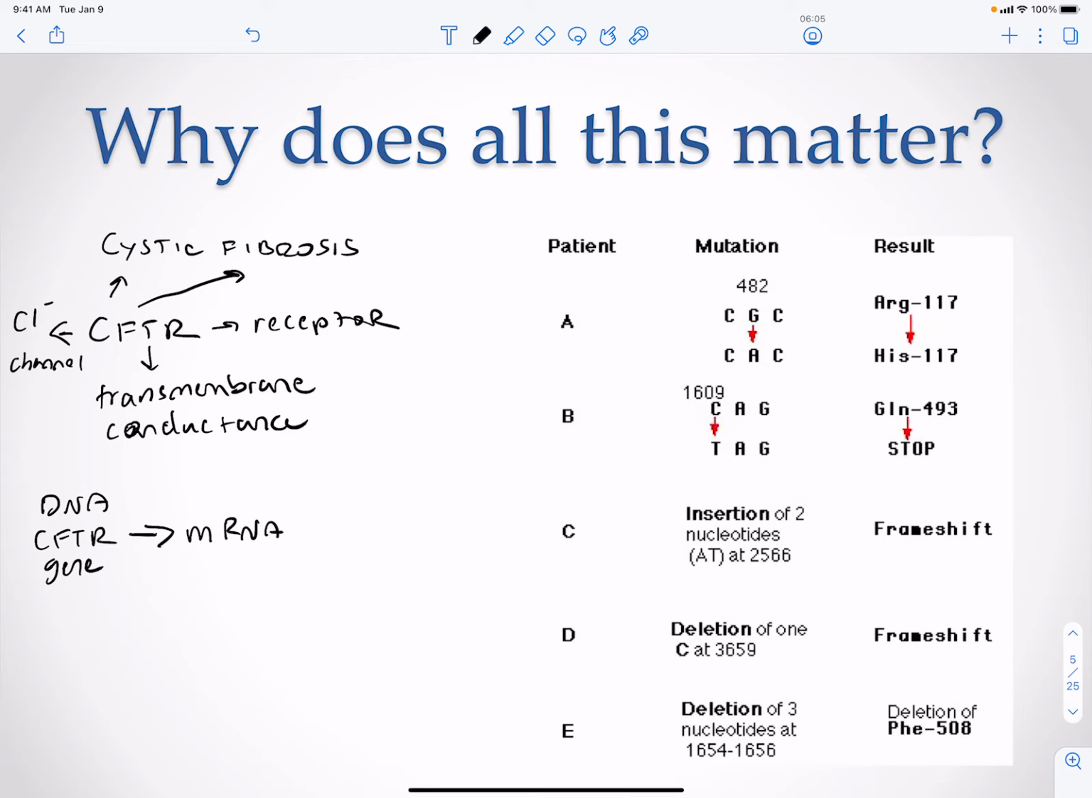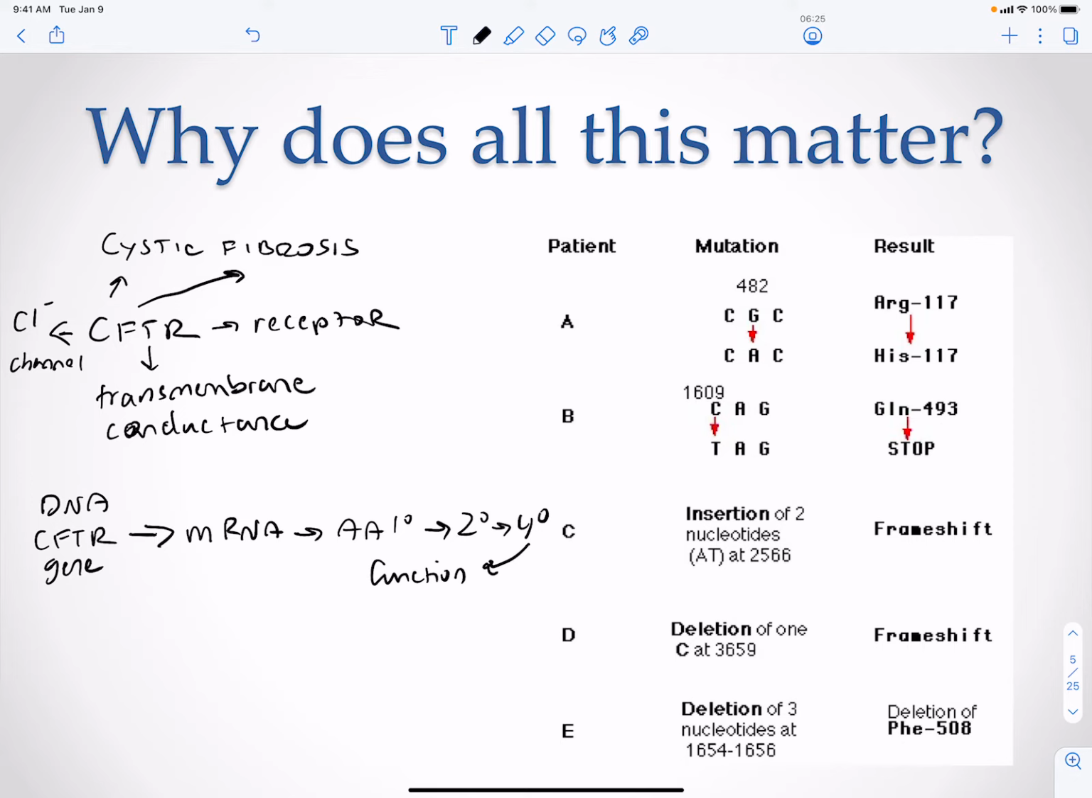And then this, of course, will become an amino acid primary sequence. And then this will fold into its secondary through quaternary structure. And then you'll have some sort of function, and the function is as a chloride transmitter or a channel.